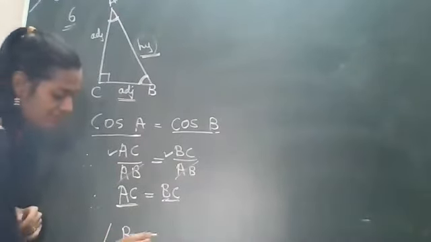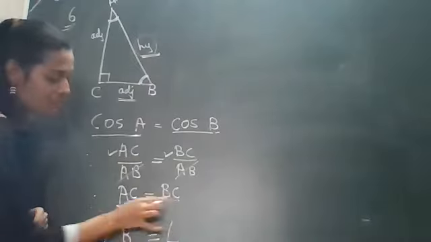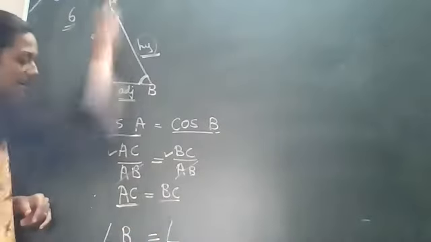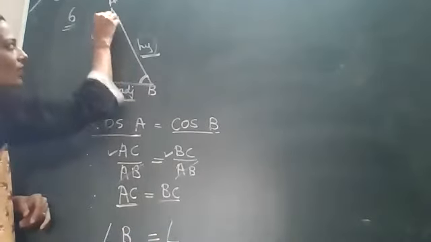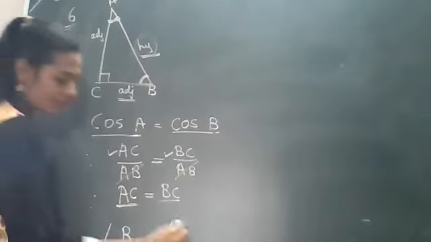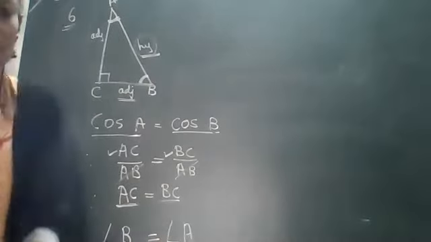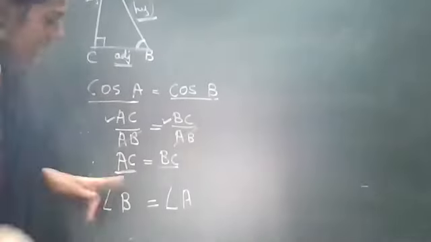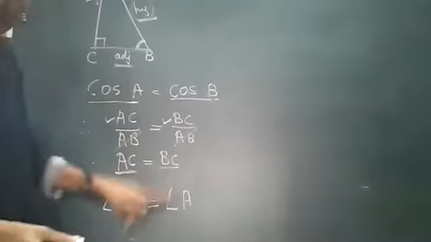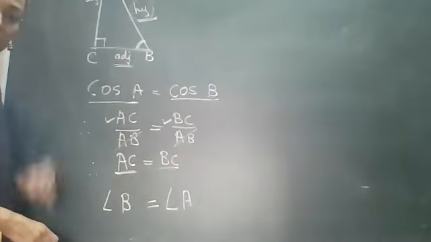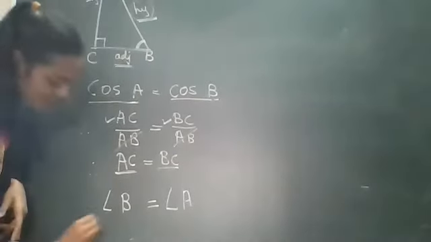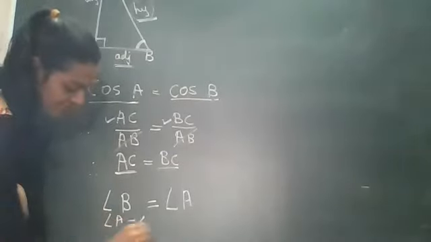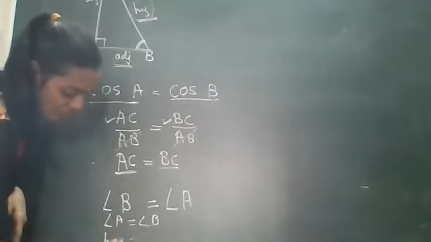So angle B is equal to the angle opposite BC. The opposite angle of BC will be what? A. Yes, ma'am. So we can conclude that angle B is equal to angle A, right? Or we can write that angle A is equal to angle B. Hence it is true.